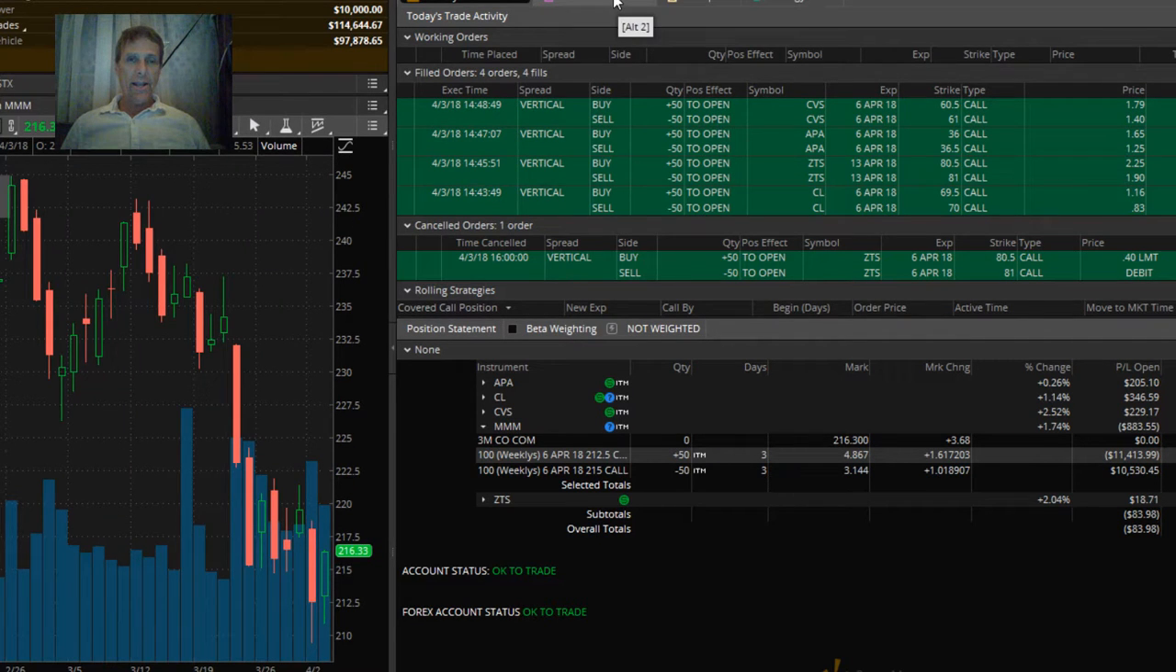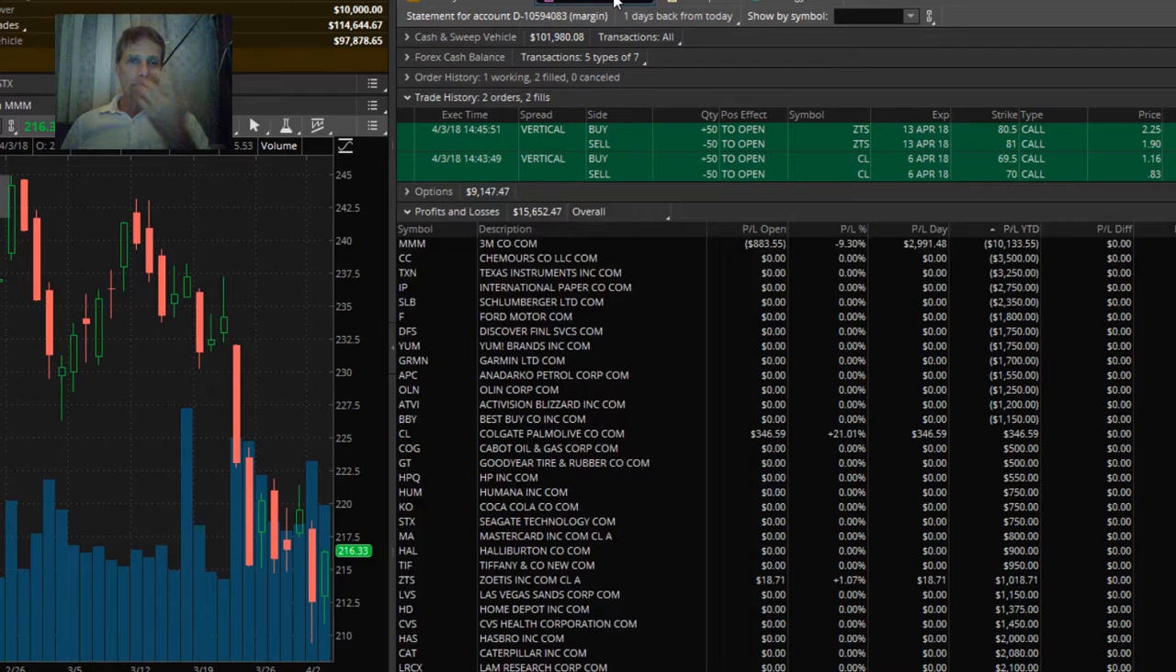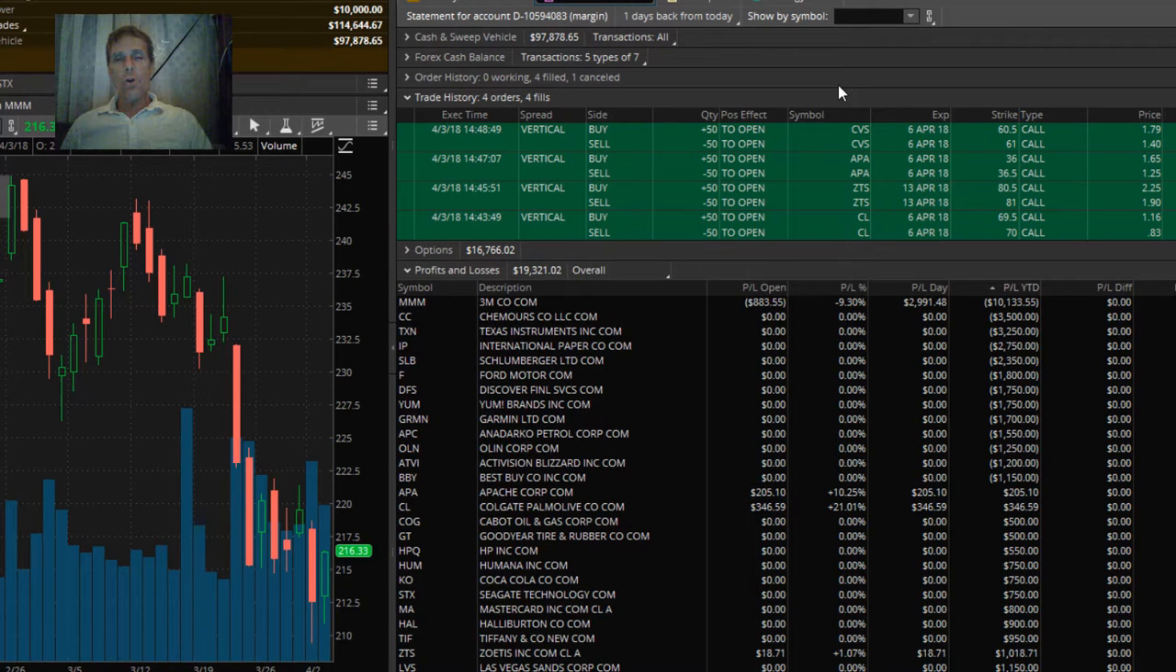Go to my account statement. And this tells you all my buy orders. This is what I bought today. And this is my profit and loss year to date. Who's at the top of the list? 3M. Okay? Now, 3M, I made a profit of $2,900 today. It doesn't tell me a whole lot, but profit and loss for the day is $2,900.